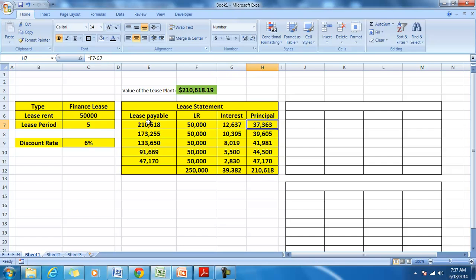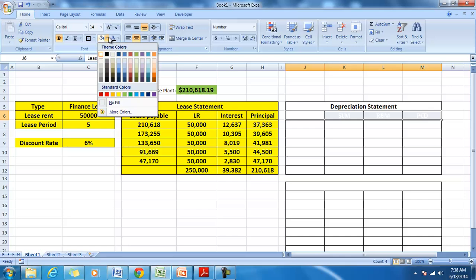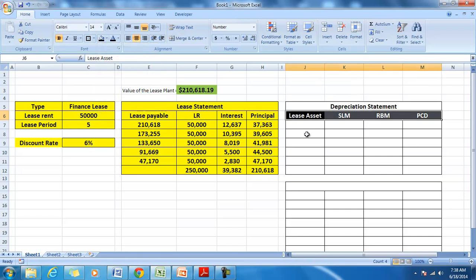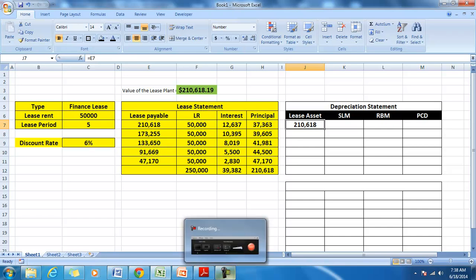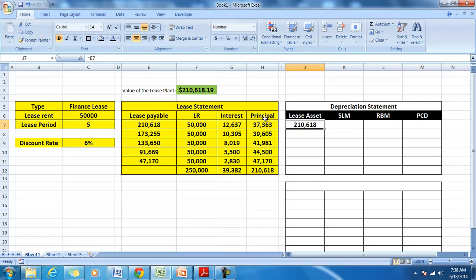Now since an asset is created and a corresponding liability is created, and the liability has an interest, the asset will also have a corresponding depreciation. So let us create the depreciation schedule. Depreciation will depend on the method of depreciation. You can have any method. Here we are discussing straight line, reducing balance, and also the principal component of the lease rent as the depreciation.